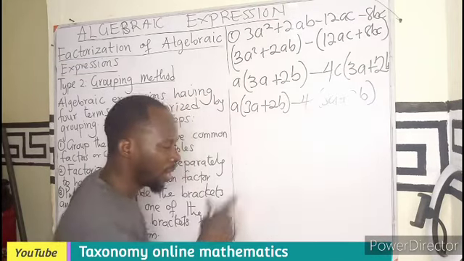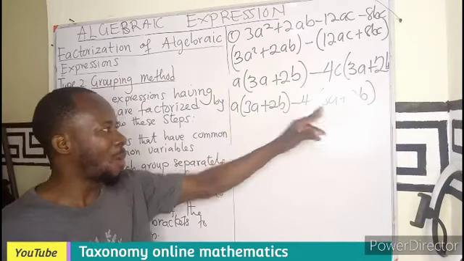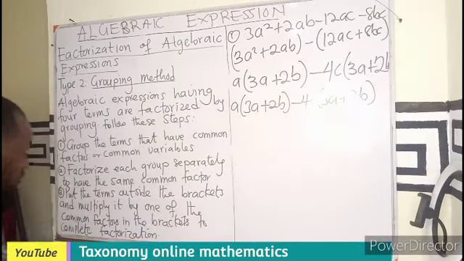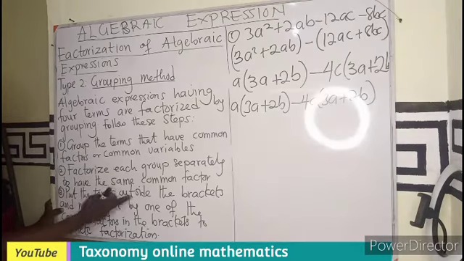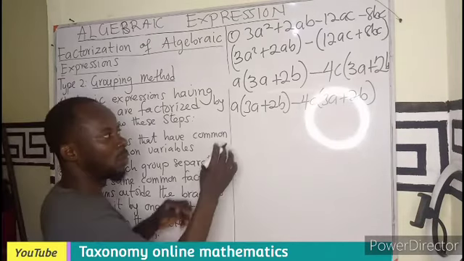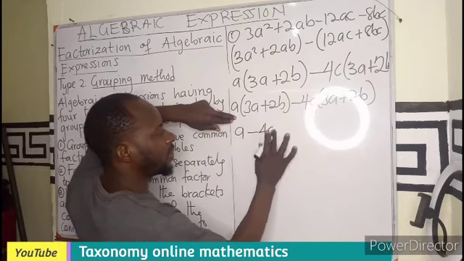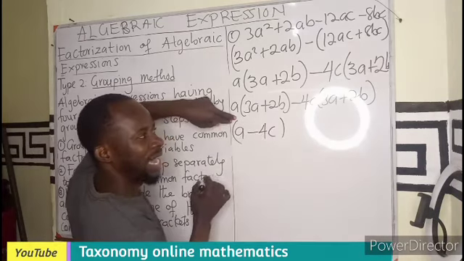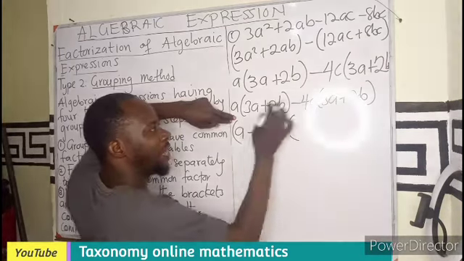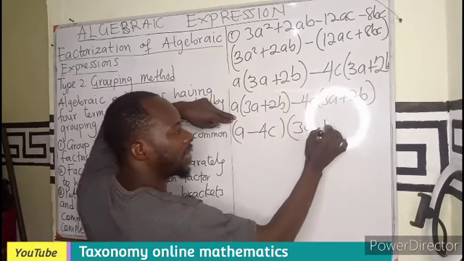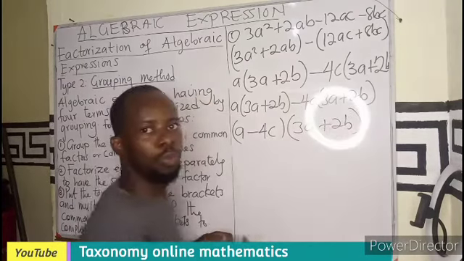It's a common factor. So it means I am going to take the common factor out. Put the terms outside the bracket in one bracket. So I'll be having A minus 4C in one bracket, multiplying one of the brackets, which is 3A plus 2B.